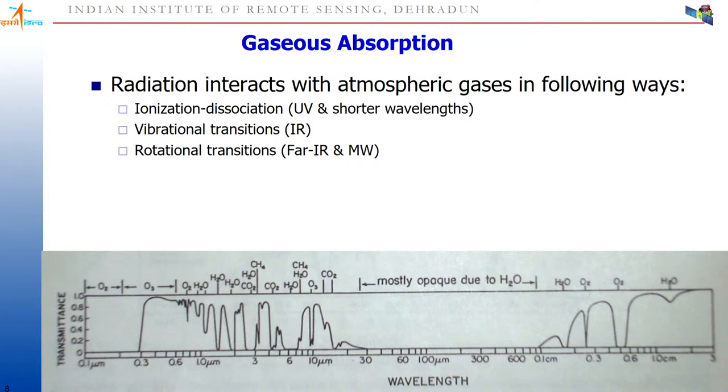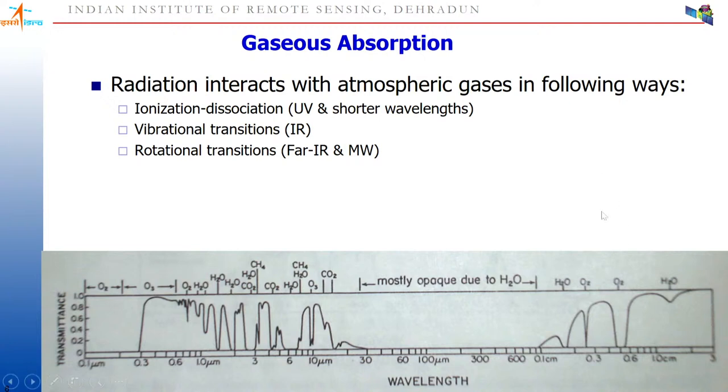We know that there are certain atmospheric windows through which the sensors sense the radiation from the earth's surface, whether it is emitted or reflected. As I said, the gases and molecules absorb electromagnetic radiation, and this helps us understand the concentration of the gases in the atmosphere.